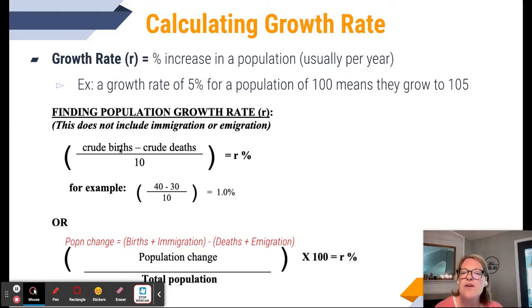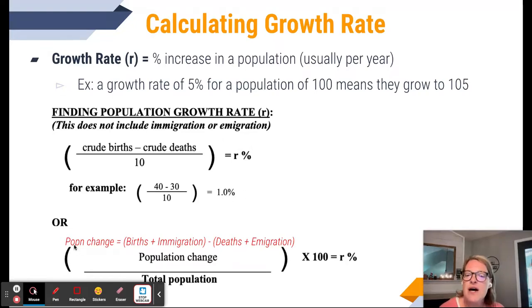All right, and so here's this equation. We're not looking at immigration for this equation. For this, we would take the crude births minus the crude deaths, divided by 10, and that is going to be equal to our rate. The reason we divide by 10 is because we've already divided this by 1,000. So we're not dividing it by 100 to come up with a percentage, because we've already done it by 1,000, and so now we're just dividing it by 10. For example, 40 minus 30 divided by 10 would equal a 1% growth rate.